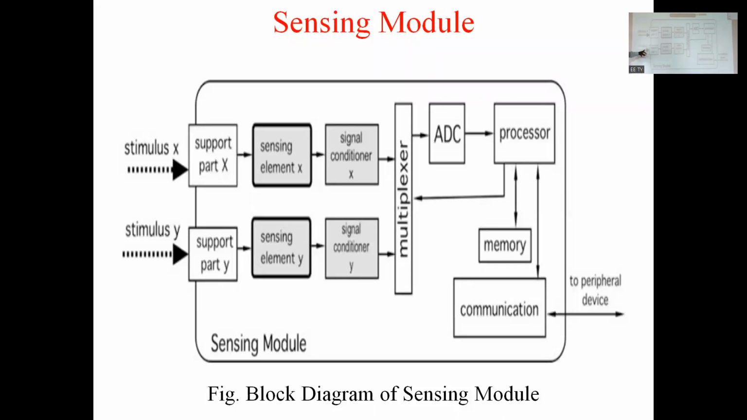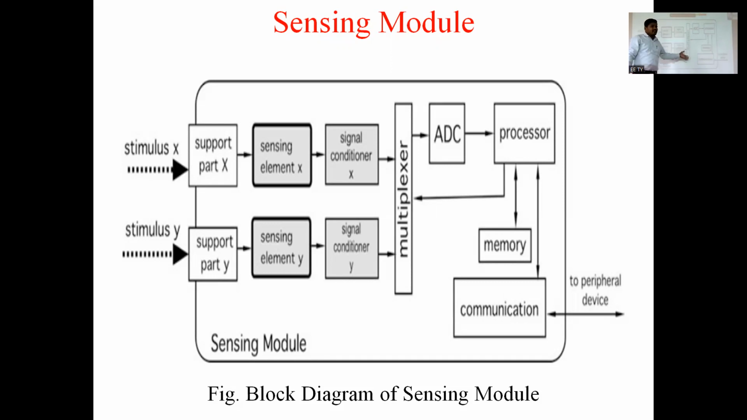Here a stimulus can be given. That means a sensor will sense some stimulus, and a support system is required for that. The stimulus is nothing but another object that we want to sense, so again a support system is required. Then which is the sensing element? Which sensing element senses the X stimulus or object, and which senses the Y stimulus or object?